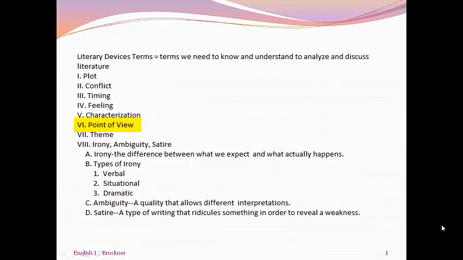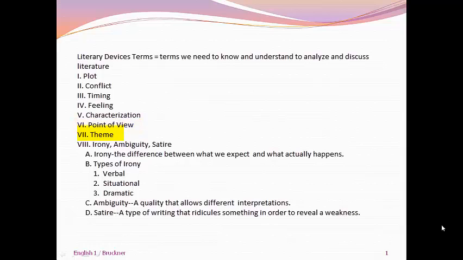Our sixth lesson was on point of view, and we talked about the different points of view our narrator or the teller of the story can have. We talked about the omniscient point of view. We talked about first person point of view and how that first person point of view could be unreliable. And we talked about third person limited point of view. Our special terms in relation to point of view were diction, tone, and voice.